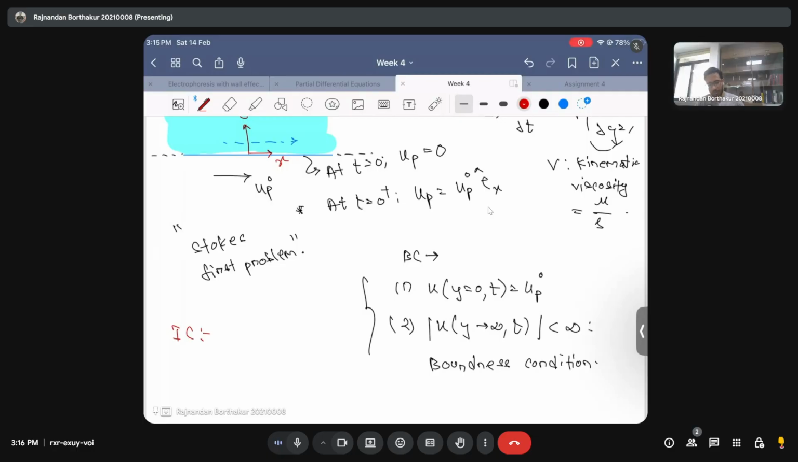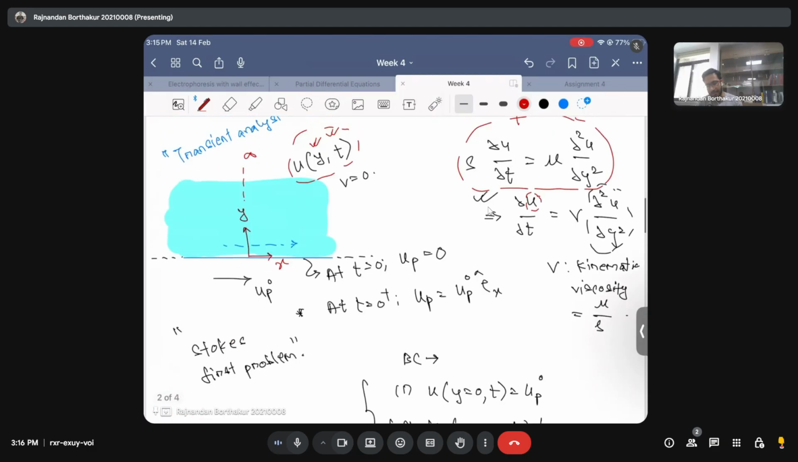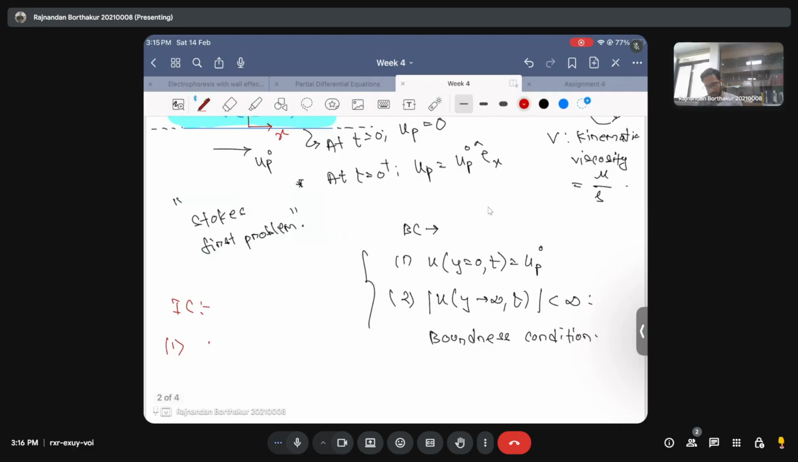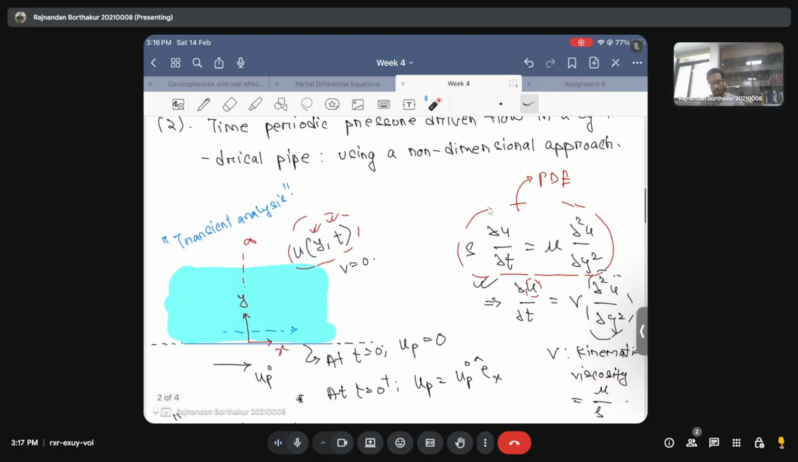We call it the IC, or the initial condition, and it is rather straightforward because we said that at time t equal to 0, the plate and the whole system were stationary, which means that your velocity, that is u, for all y, because u depends on y, at time t equal to 0 is equal to 0. So these are the two boundary conditions, and this is the initial condition that we use in order to tackle this problem.